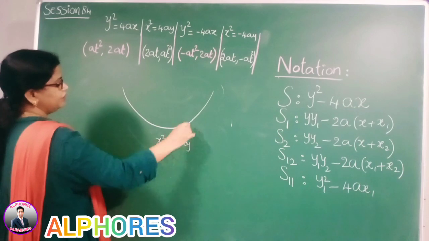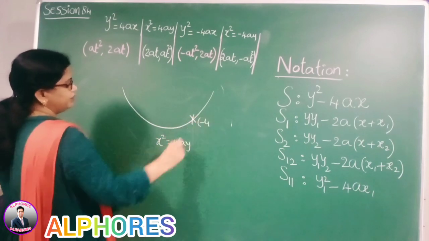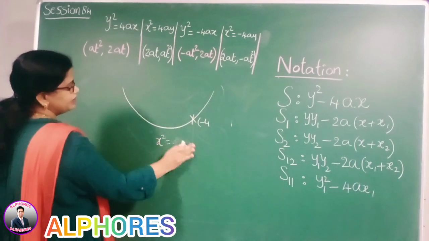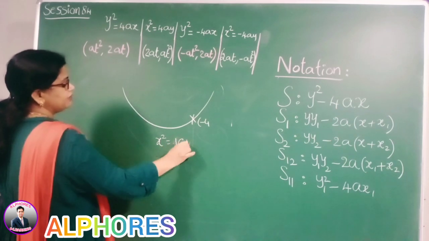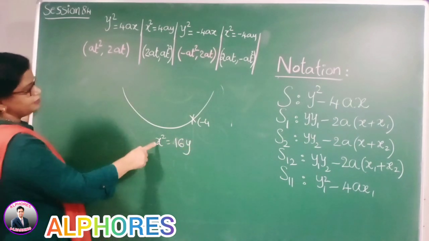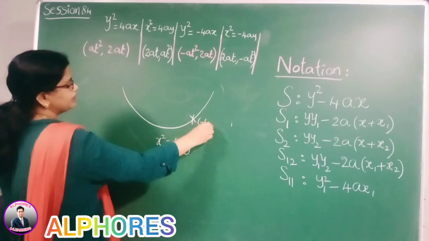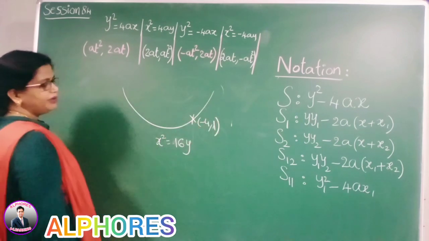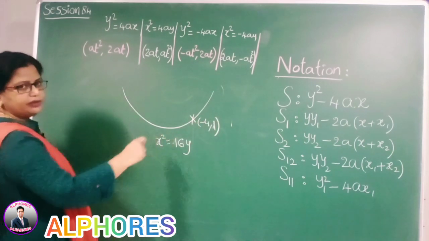Suppose I am taking the point as (-4, ...). Understand? So x is minus 4. Let us write here y squared equals 16y. Then if x is minus 4 here, the y value is plus 1. So I am writing the point in this way: 16 equals 16.